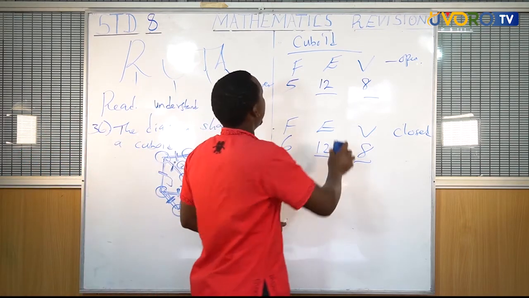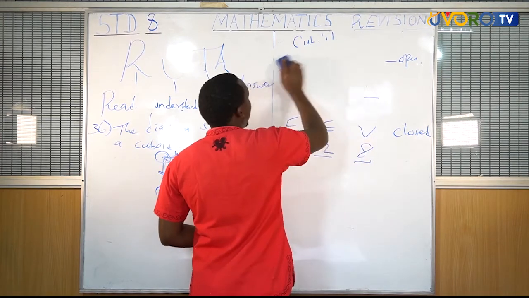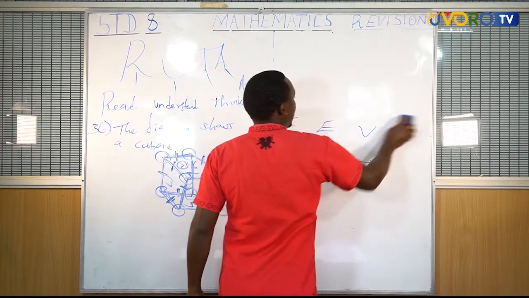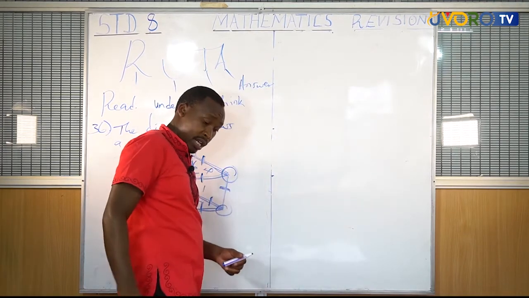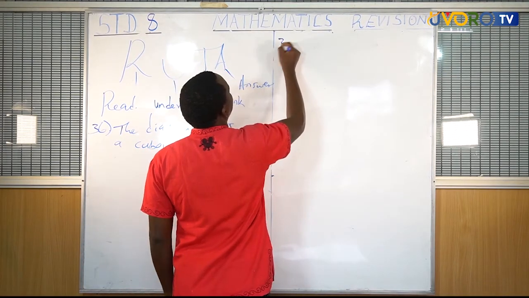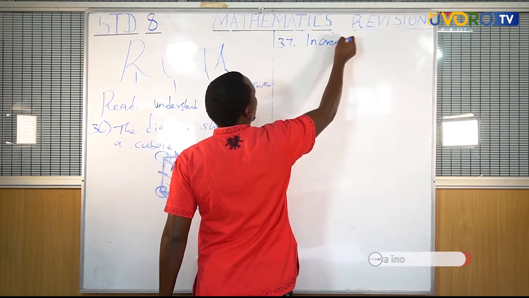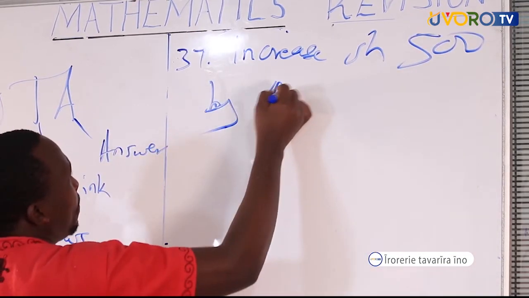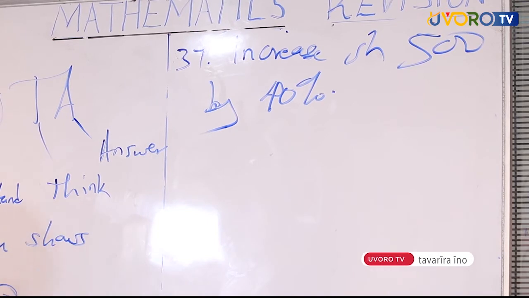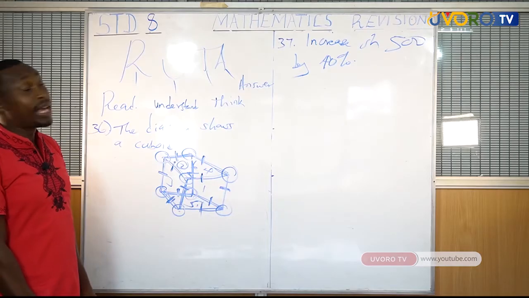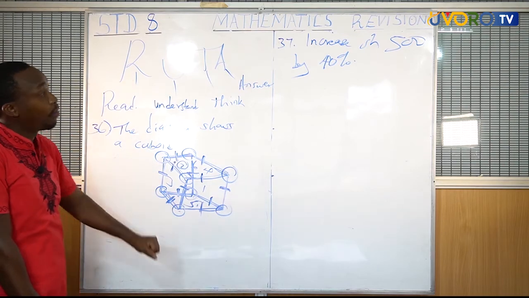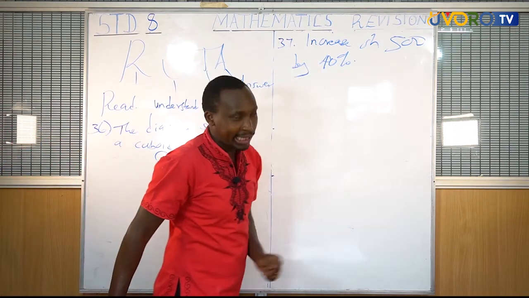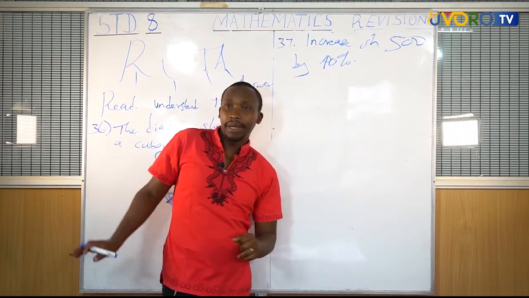Now, we go to question number 37, sorry. Question number 37. Increase shillings 500 by 40% using our formula, RUTA. We are supposed to salute R for reading. Let's salute it. Increase shillings 500 by 40%.